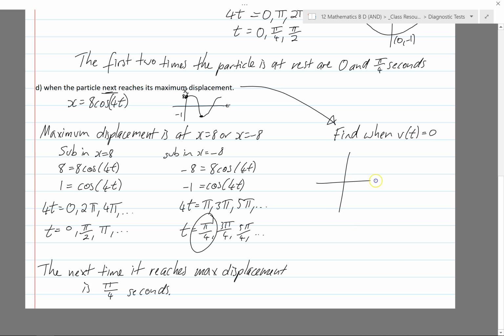It says trapezium method using 5 strips. So the width of these strips, it's between 6 and 4, and we're breaking it into 5 strips. So the width of each of these strips is going to be 0.4. I know my formula for area is W on 2 times (E plus 2M). I need to find the height of these endpoints for E, and the height of the points in the middle for M.